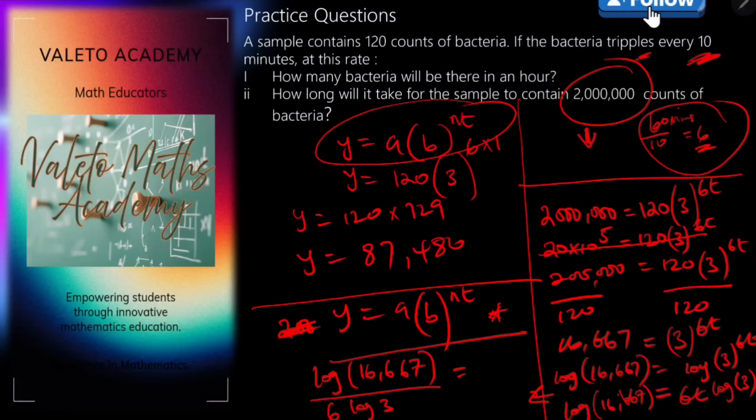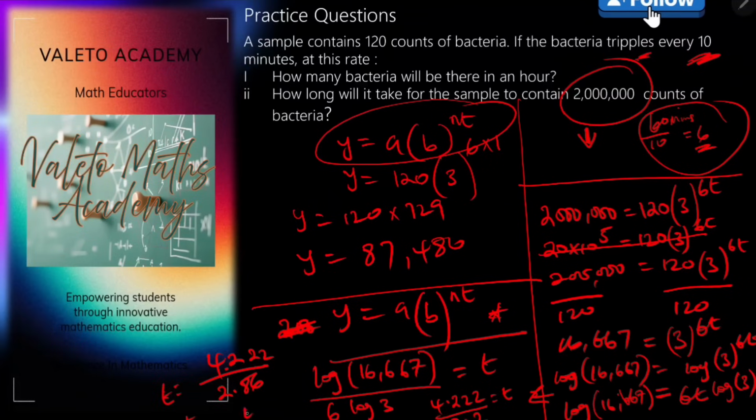Is equal to what? t. So if you put this into your calculator, log 16,667 should be giving you something like 4.222 over log 3 times 6, which should be giving you 2.86. So t is equal to 4.222 all over 2.86.